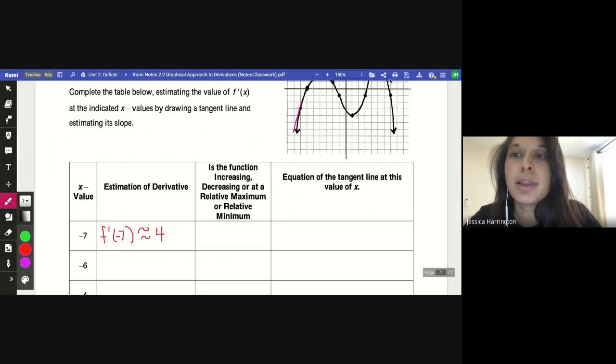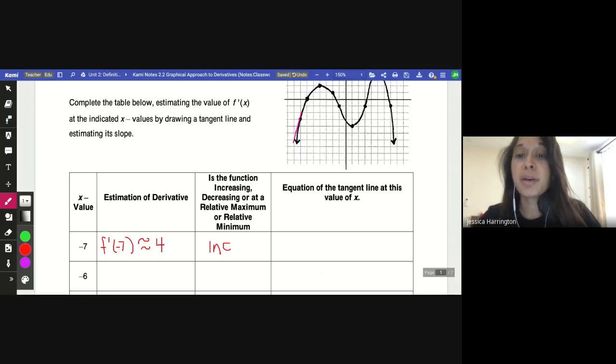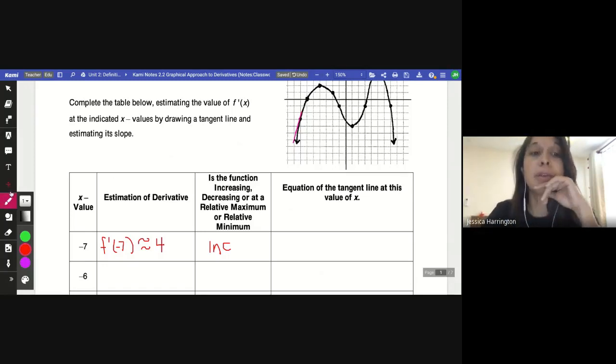Okay, so is the function increasing, decreasing, or at a relative max or relative min at x equals -7? Hopefully you can see at x equals -7, it's going up, so it's increasing, right? I'm just going to write increasing. And then what's the equation of the tangent line at that point? So now you have to remember how to write a linear equation. You can use slope-intercept form, but that's usually not the easiest. The easiest is point-slope form. So we have to remember what point-slope is, right?